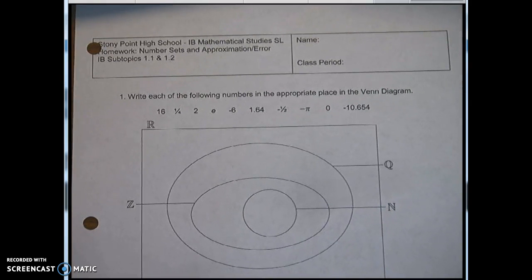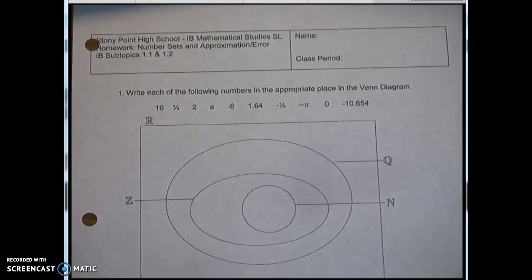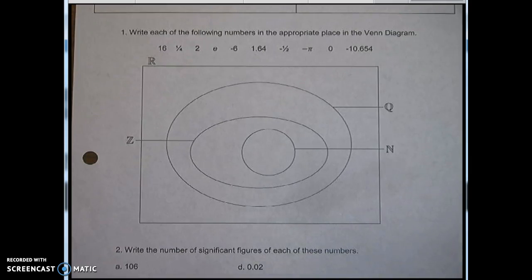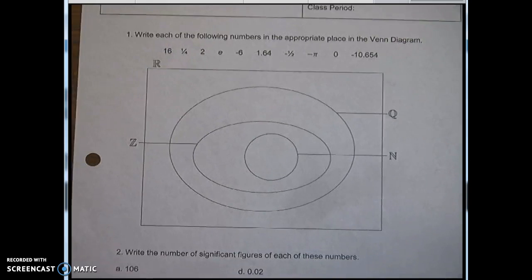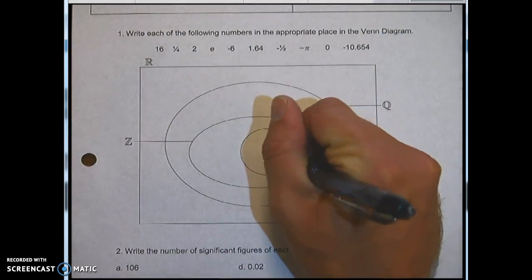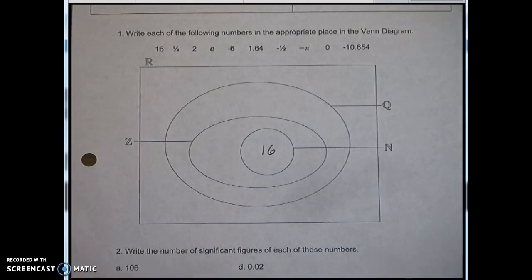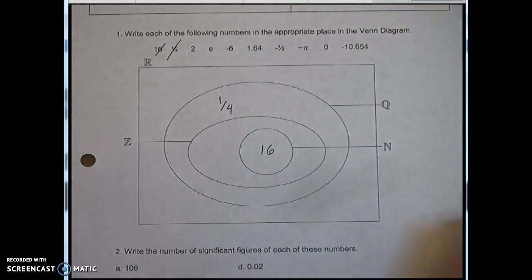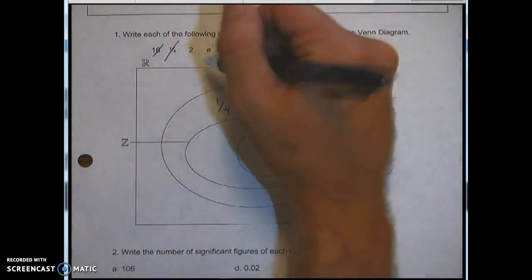Here we are. We're going to do number sets and approximation and error. We'll start with number 1 here. Which of the following numbers put them in the appropriate place in the Venn diagram? So I'm going to start with 16, which is a natural number. It's a whole number. It's not negative. 1/4, that's a rational number. It's a number that can be expressed as a fraction. 2 is a natural number because it's one of the counting numbers.